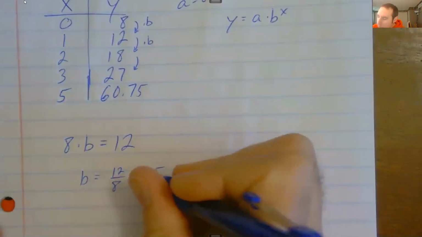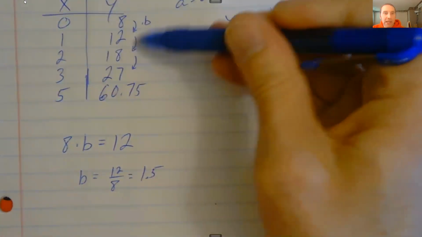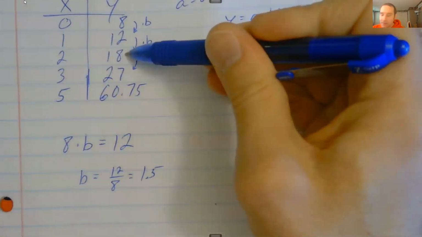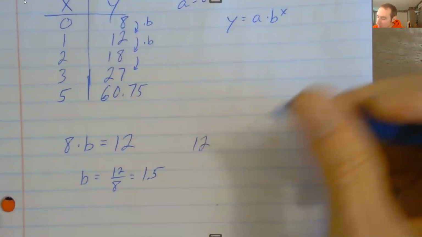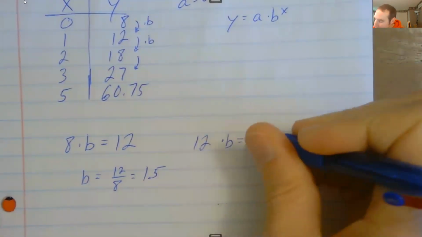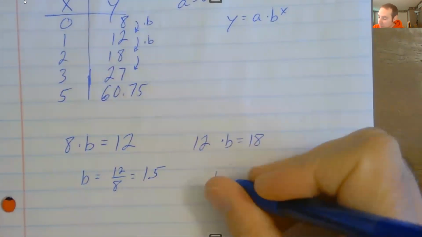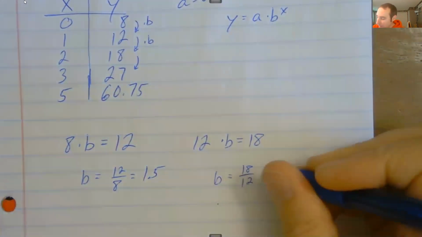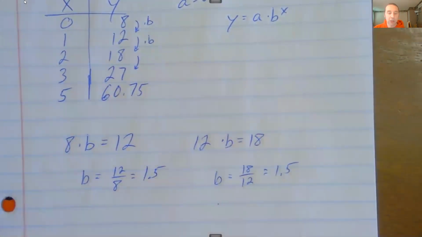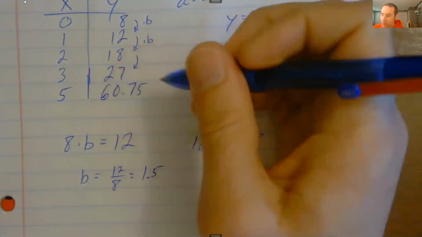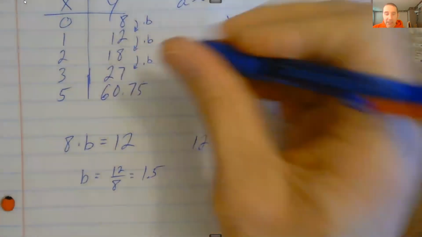Well, what if we had picked a different combination here? Maybe I didn't want to look at the 8 and the 12. What if I looked at the 12 to the 18? If I start with 12, I'm supposed to multiply by b times b, and that's supposed to give me 18. If I solve this for b, I get 18 over 12. That's equal to b. And hey, look at that, that's also equal to 1.5. So we could have figured it out by looking at the 12 and the 18. Same thing with the 18 and the 27. Did I multiply by b here?